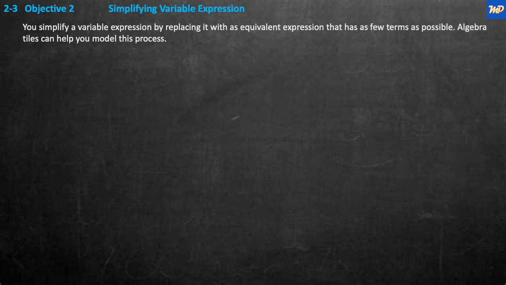Okay, so objective 2, simplifying variable expressions. You simplify a variable expression by replacing it with an equivalent expression that has as few terms as possible. Algebra tiles can help you model this process, but we may or may not use them as we move forward.